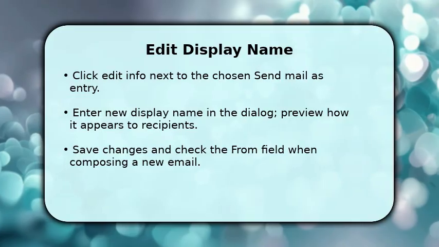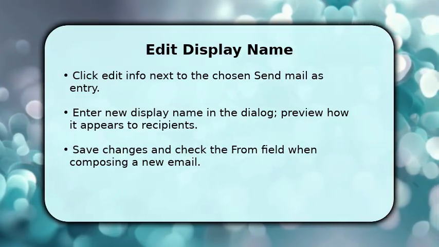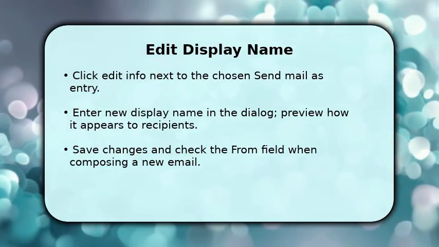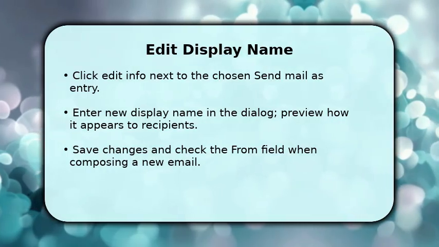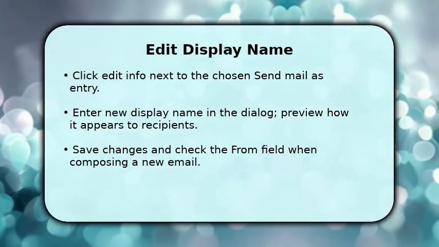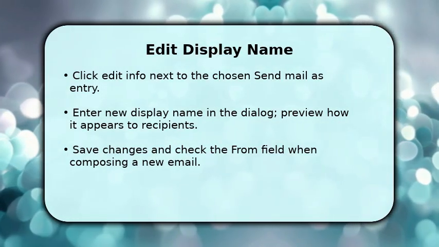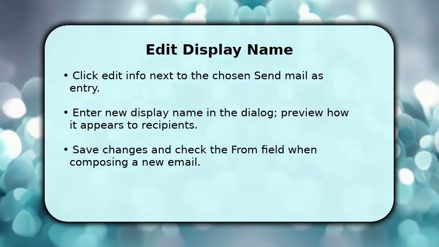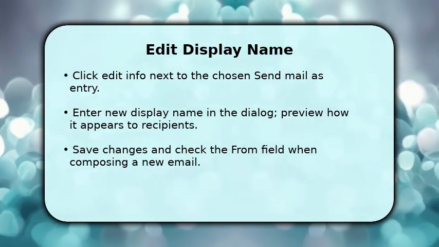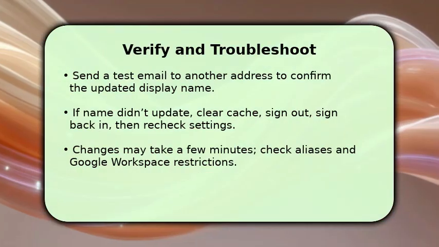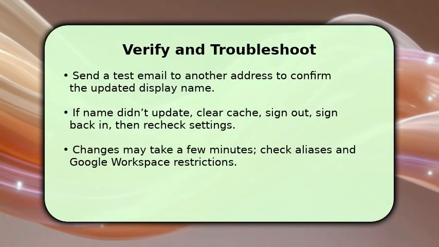Select the radio button with your new name, then hit Save Changes. After saving, compose a new message and confirm the From field shows the updated name. Make sure the correct alias remains selected if you have multiple addresses. Finish by sending a quick test message to yourself or a different email to verify how the name appears to recipients.